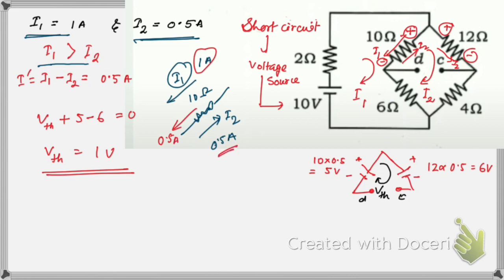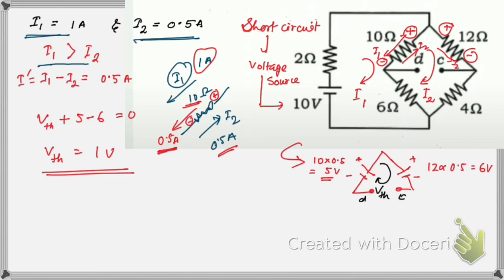So we can consider this one positive and this one negative, right? Current flows from positive to negative. So 0.5 ampere current flows through the 10 ohm resistance, 0.5 into 10, that is 5 volt, right? So I have replaced this resistance with this battery.